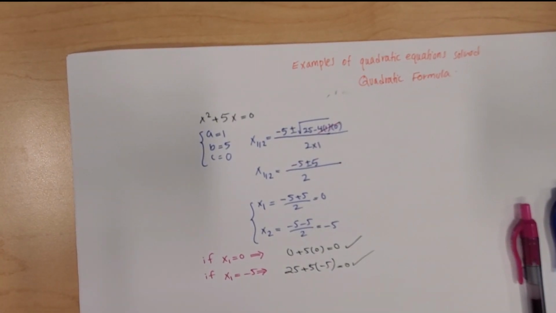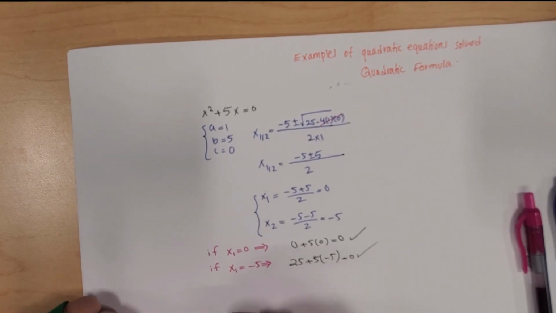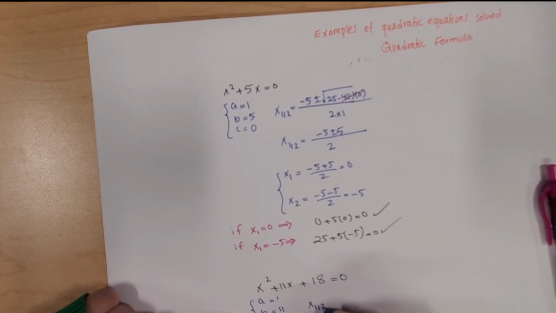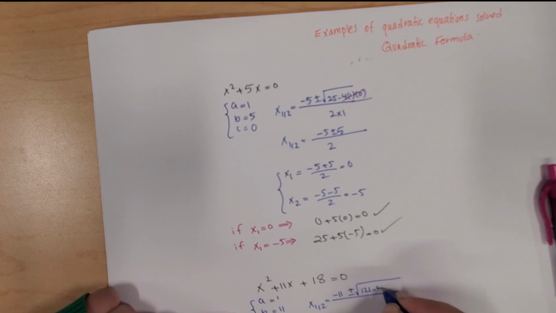So let's do another question for you guys. The second equation would be x squared plus 11x plus 18 equal to 0. Okay, so here again, a, b, c. A is 1, b is 11, c is 18. I just substituted negative b plus and minus the square root of b squared minus 4 times 1 times 18, over 2 times a. So x would be negative 11 plus and minus.